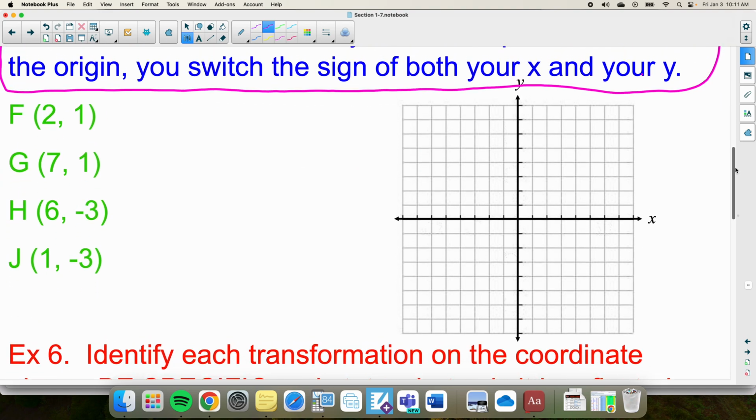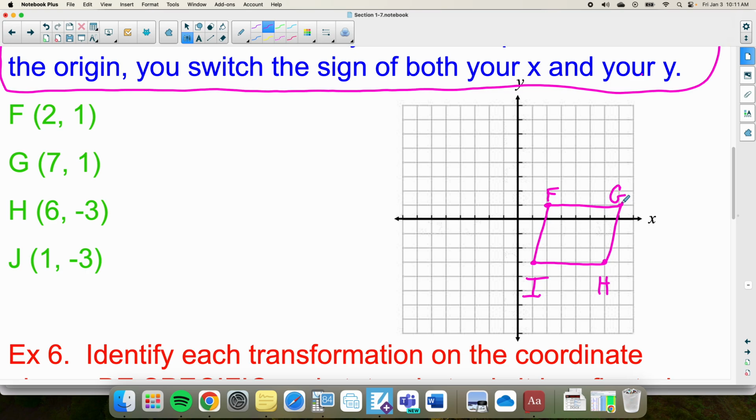So let's go and first plot our first points. So F is over 2, up 1. G is over 7, up 1. H is over 1, 2, 3, 4, 5, 6, down 3. That is our H. And I is over 1, down 1, 2, 3. Okay. So that is our original figure.